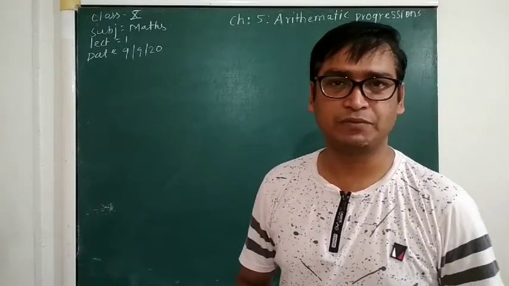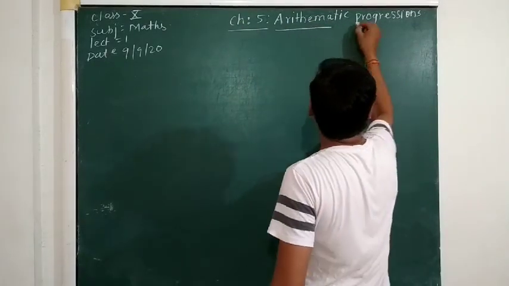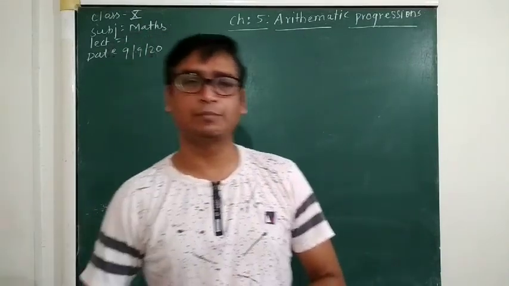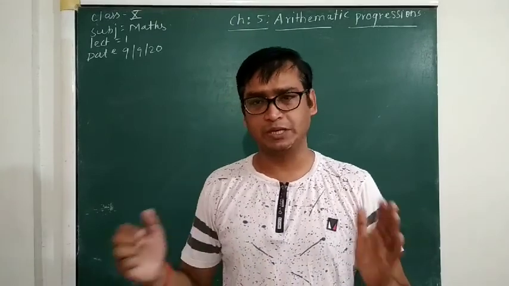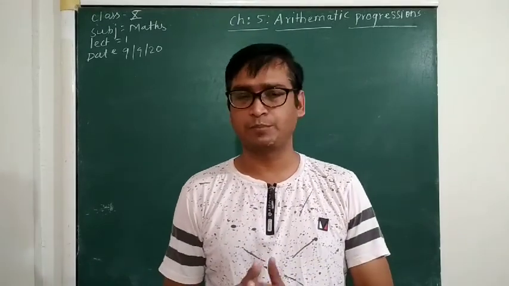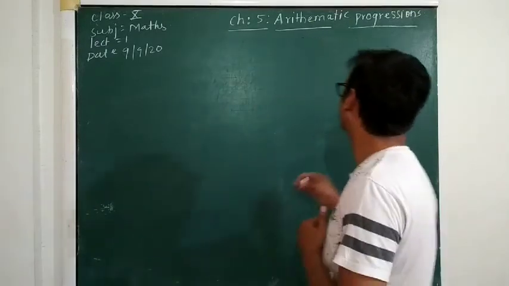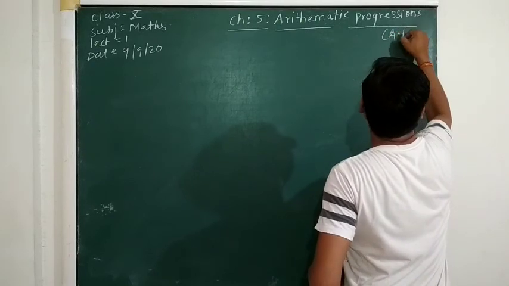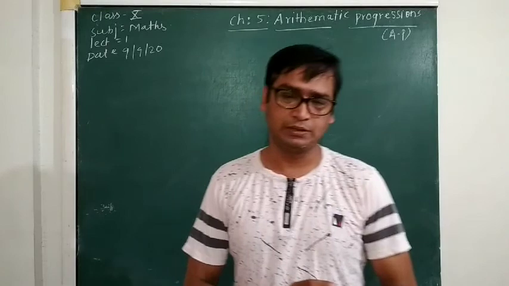Now in this lecture we will discuss chapter number 5, that is arithmetic progression. What is this arithmetic progression and how will we determine that the given data belongs to an arithmetic progression, or the given data is in AP? It is also called AP in short form. I am just giving you an example.